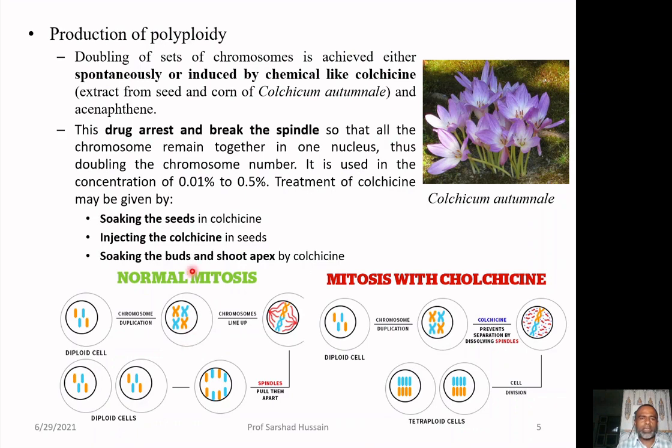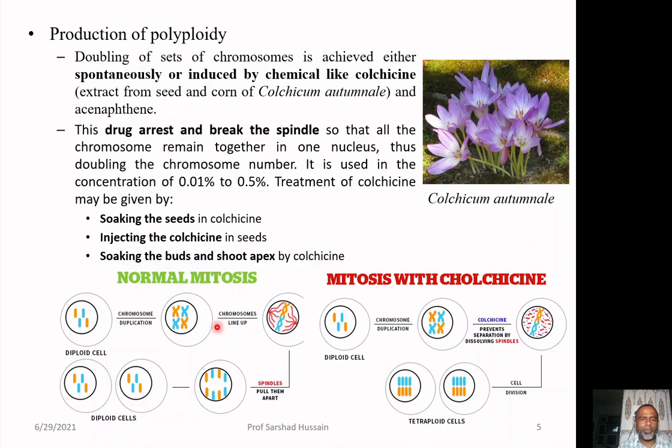Now, the question is how polyploids are produced. Sometimes they are produced spontaneously, but sometimes they may be induced by treating the seeds, the plants or the cells with certain chemicals, like colchicine. Colchicine is a chemical derived from Colchicum autumnale, and another chemical responsible for inducing polyploidy is acenaphthene. Both of these drugs basically arrest and break the spindle.